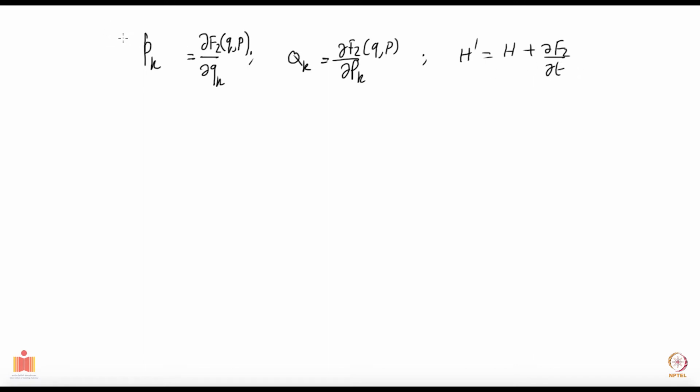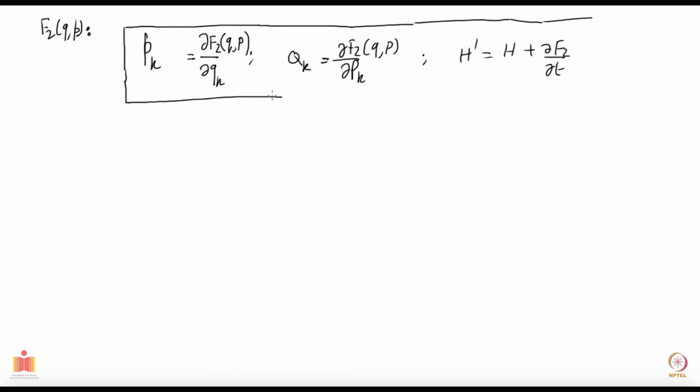So this is for f2, and our f2 is a function of q and P. This is the second kind of generating function, which involves a generating function that is a function of old q and new P. And the first kind involved a generating function of old q and new Q. These are two different generating functions.